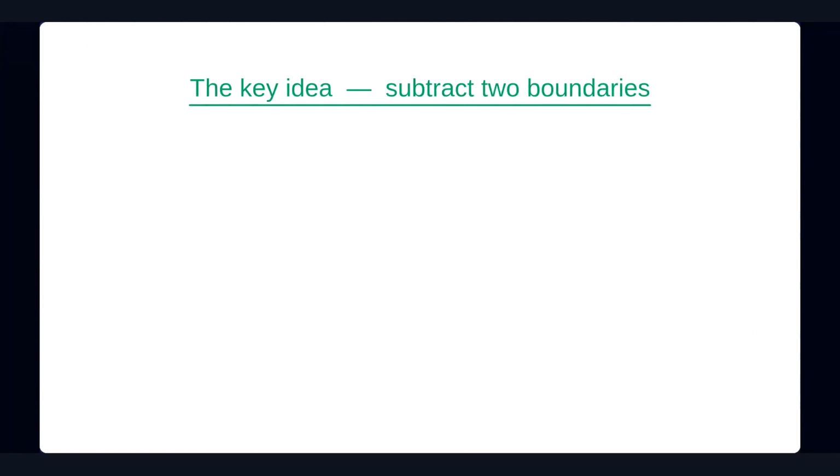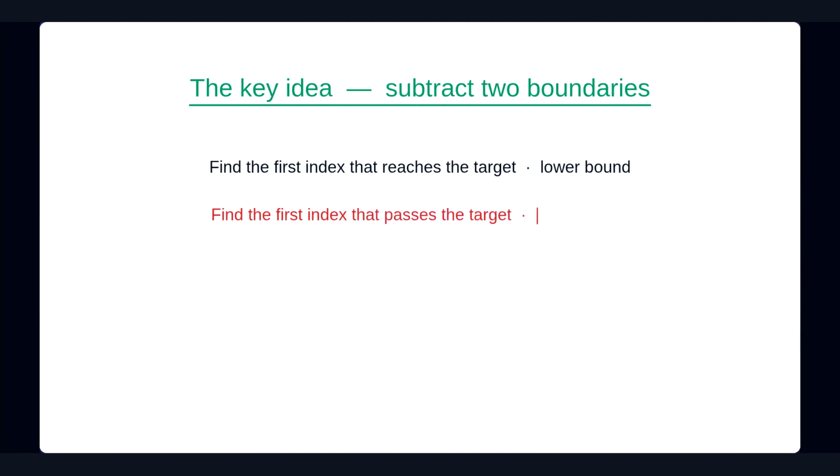The equal values sit together in one solid block because the array is sorted. So if we find where that block begins and where it ends, the count is just the gap between them. Lower bound gives the first position whose value reaches the target. Upper bound gives the first position whose value goes past it. Subtract the two and you have exactly how many copies live in between. 2 fast searches, no full scan.